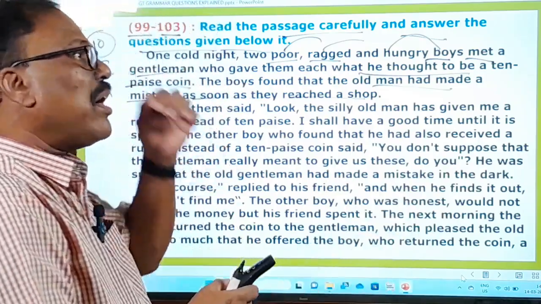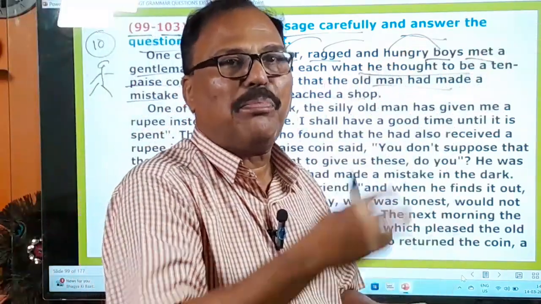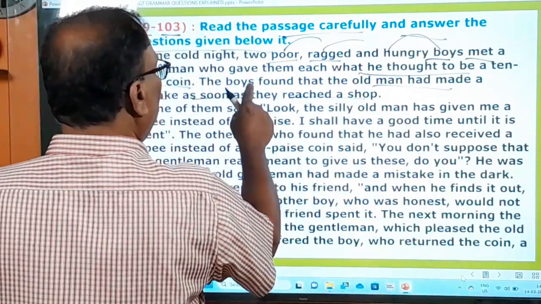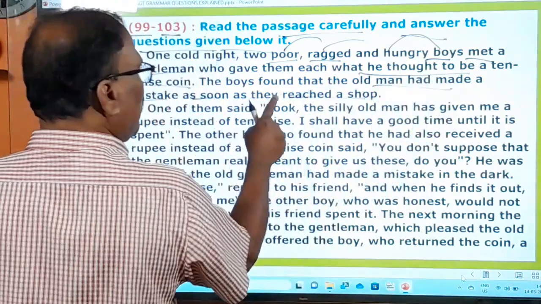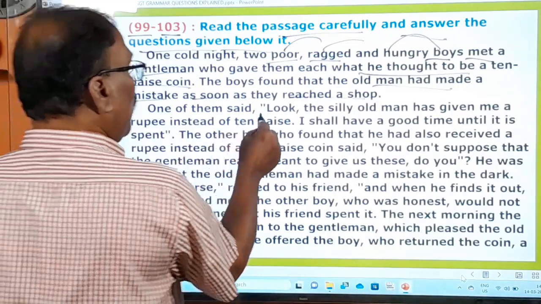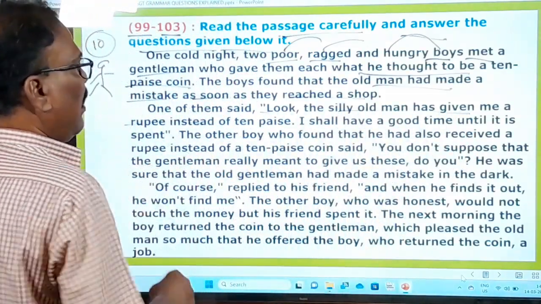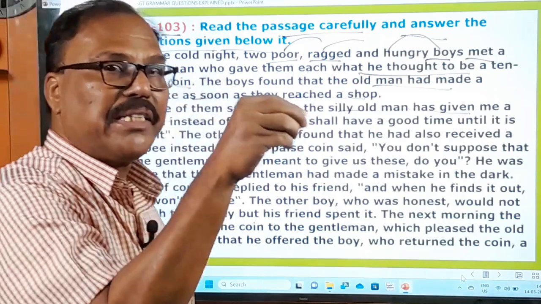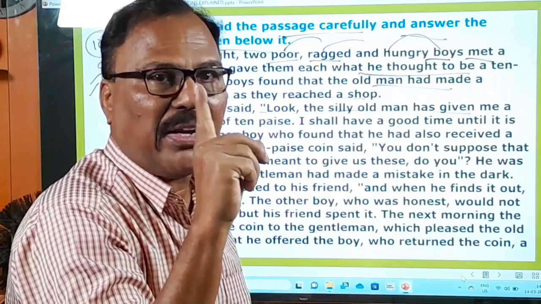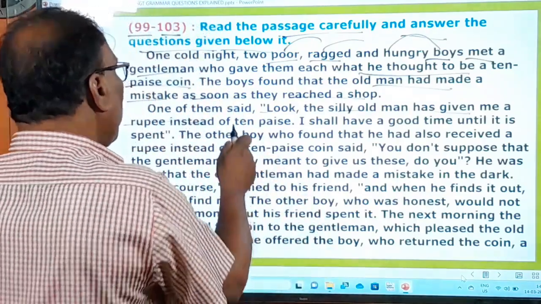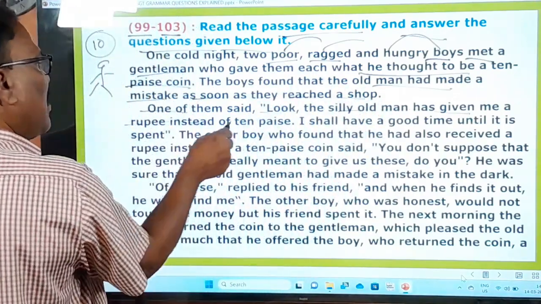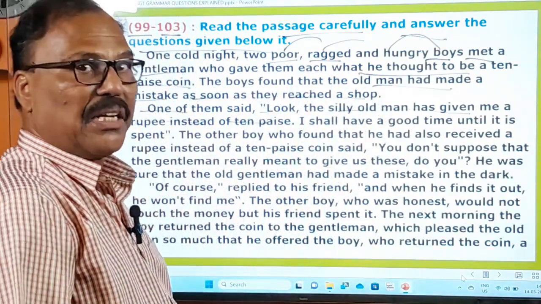But when the boys went to the nearby shop to buy something with that money, they found what happened. The boys found that the old man had made a mistake as soon as they reached the shop. One of them said, "Look, the silly old man has given me a rupee instead of 10 paise." The old man thought he was giving them 10 paise, but actually he gave them a 1 rupee coin. Instead of 10 paise, that fellow gave me 1 rupee.